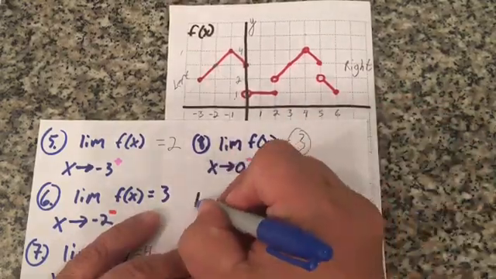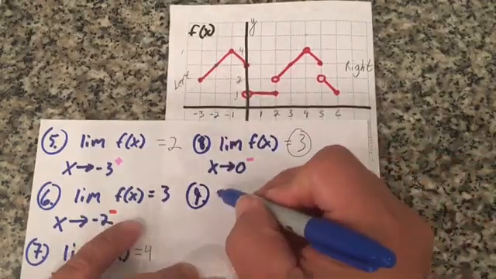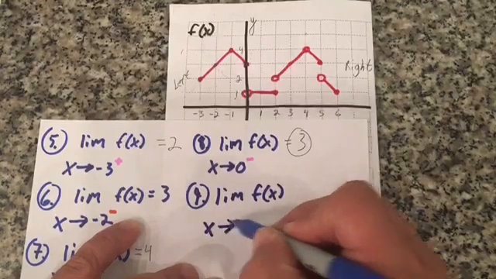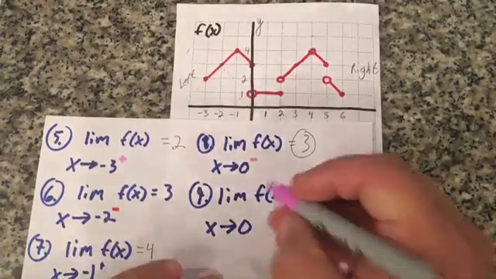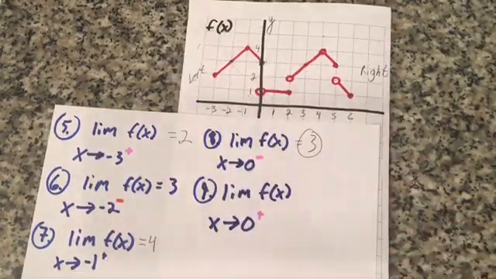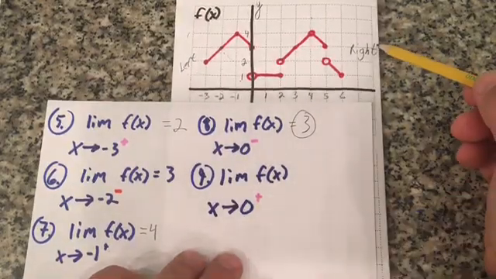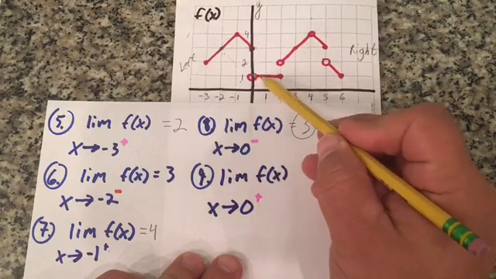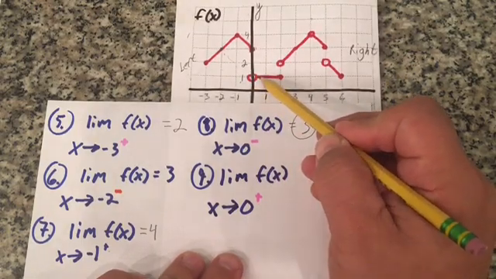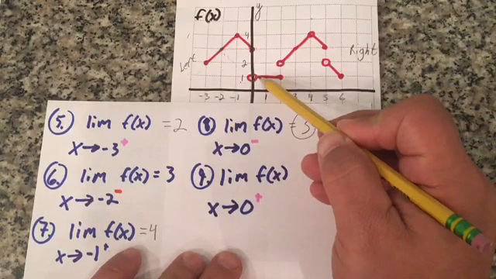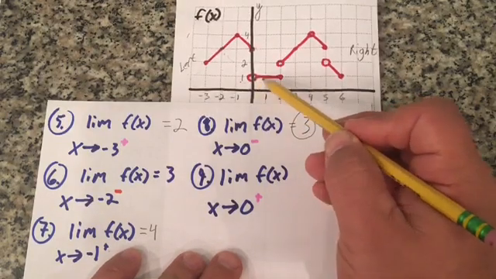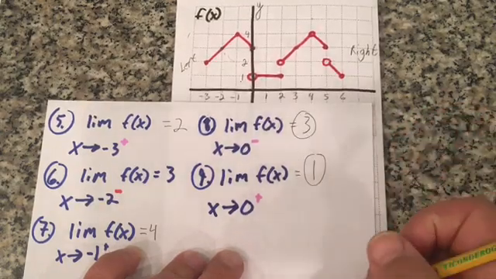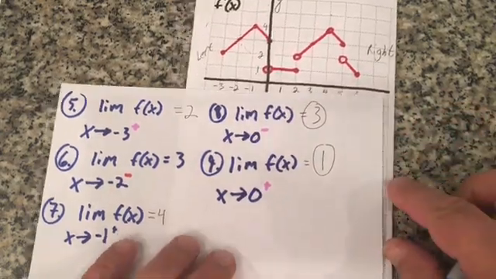Now for number 9, it's going to seem like the same problem. The limit of f of x as I approach 0, but this time from the right. Because there's a positive there, I'm coming from the right side. And notice, as I get closer and closer to 0, from the right, what y value do I get closer and closer to? Notice it doesn't have to equal the y value. I keep using the terminology, closer and closer. What y value am I getting close to? And that answer is 1. I get closer and closer to the y value 1.